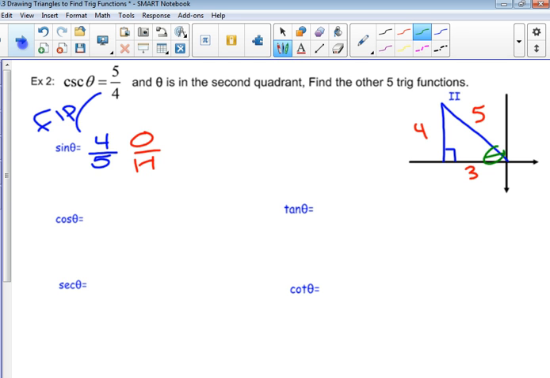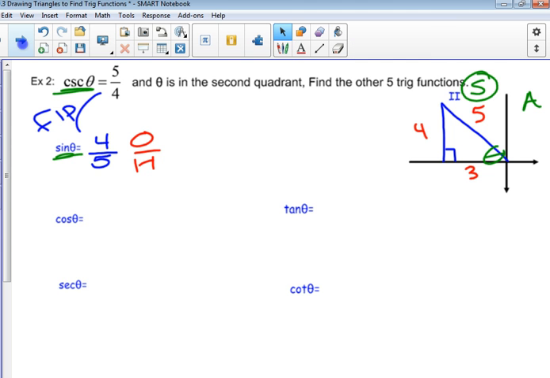You are in the S quadrant right now. So the only things that should be positive are sine and cosecant. All the other ones are going to be negative. So why don't you guys go through, see if you can find the other 5.